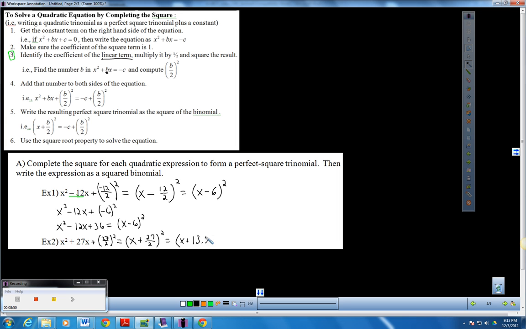13.5 times the quantity of x plus 13 and a half. So that's what we're looking at.